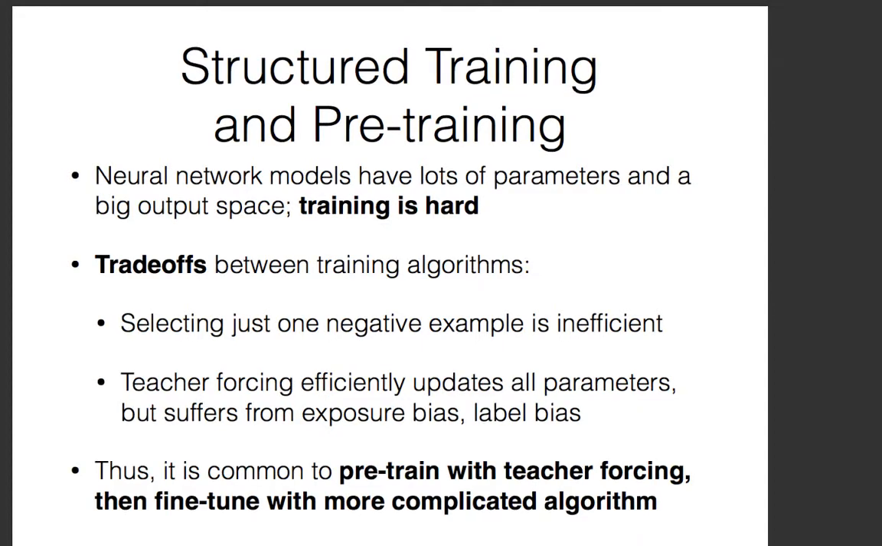So there's a really simple thing that you almost always use when you're using something like structured perceptron, large margin, reinforcement learning, etc. Which is you first start updating with maximum likelihood estimation using teacher forcing, and then after you've done that, you fine-tune with a more complicated algorithm. This is especially true for things like sequence models. For things that are slightly less complicated, like tagging, you might get away with not doing this, but this is a very common thing to do.